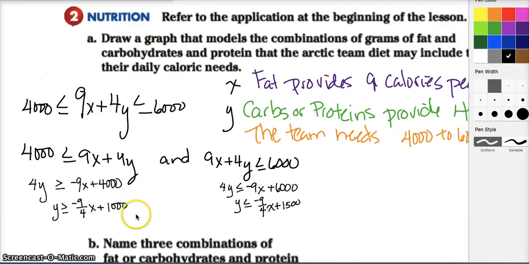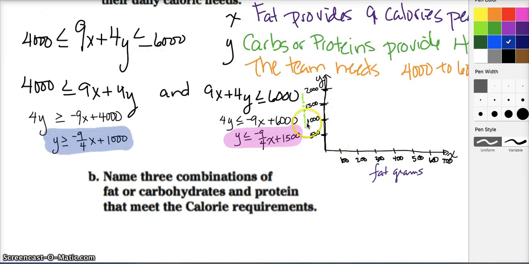So I put both of these in a type of slope-intercept form where y is greater than or equal to -9/4 x plus 1,000, and y is less than or equal to -9/4 x plus 1,500. Now to graph that, I set up this table and I'm going to graph based on color. So I'm going to highlight this graph and this inequality and this one. I'm going to graph these by x- and y-intercept.